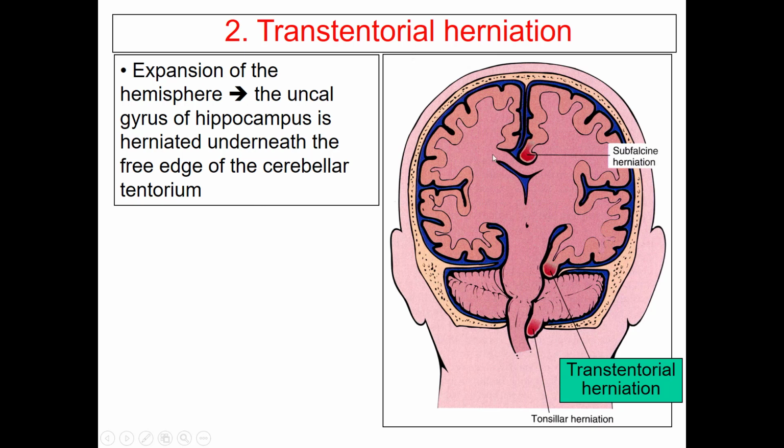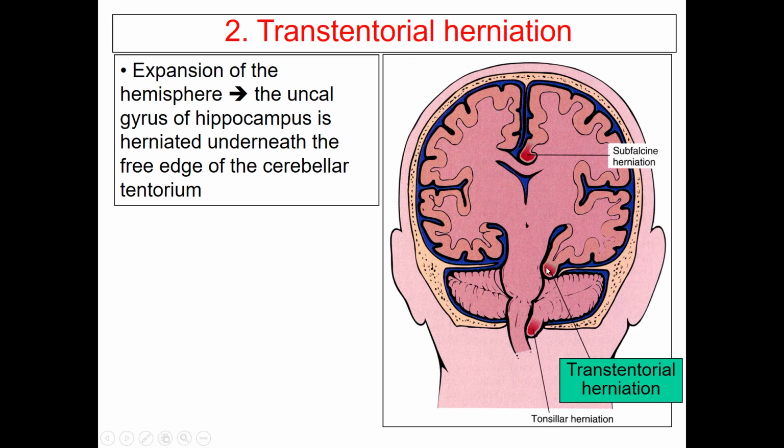The next one is the so-called transtentorial herniation, when the uncal gyrus of the hippocampus is compressed against and through the cerebellar tentorium, and actually this herniation is often forcing then the cerebellum to push into the foramen magnum. So this is one possible mechanism of supratentorial compartment space occupation causing tentorial herniation.